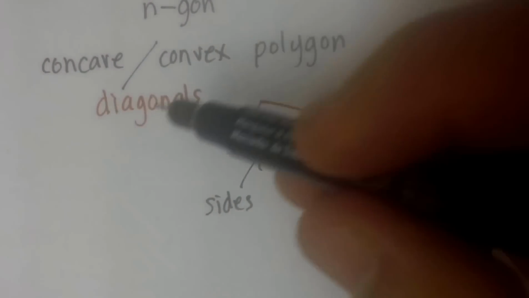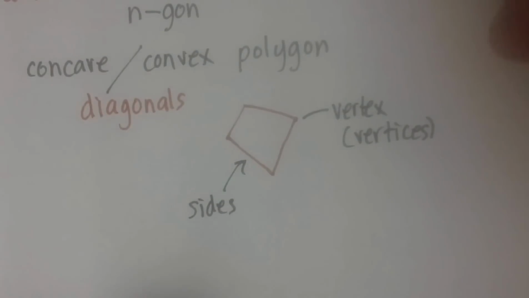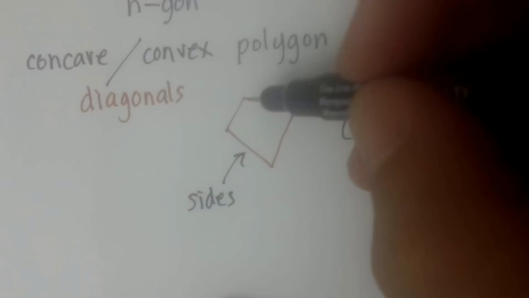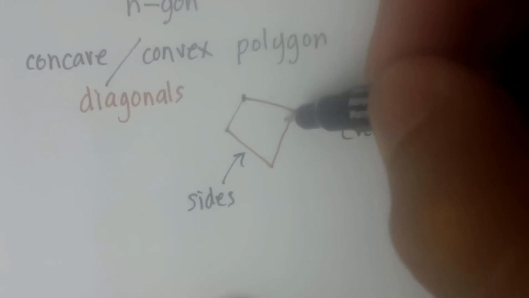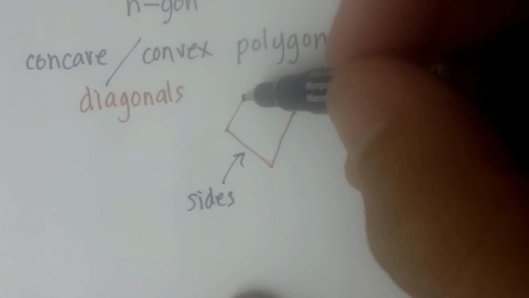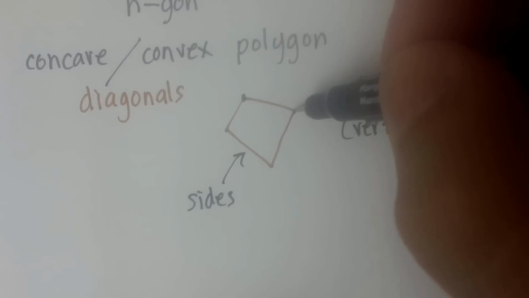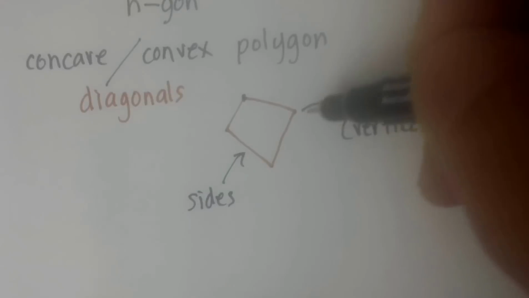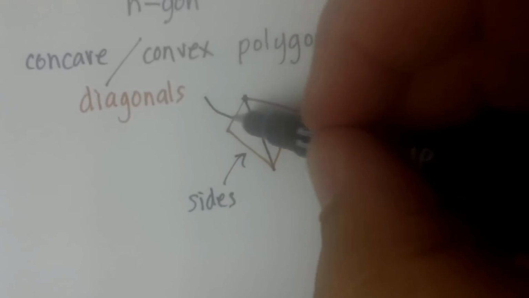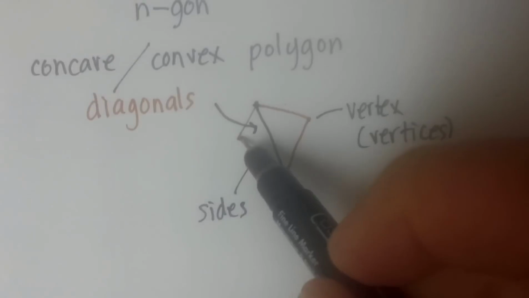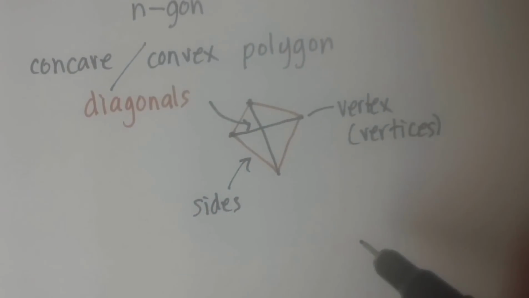But this is where we're getting to the word diagonal. A diagonal is when you connect any two vertices that are non-consecutive. So for example, I wouldn't connect here. That wouldn't be a diagonal because that's consecutive. That means the next vertex. But this one here would be like this, the one over. So this would be a diagonal. Okay? This would be a diagonal.